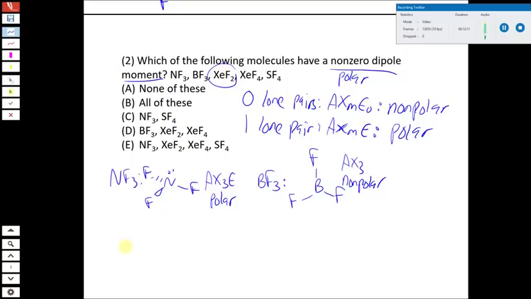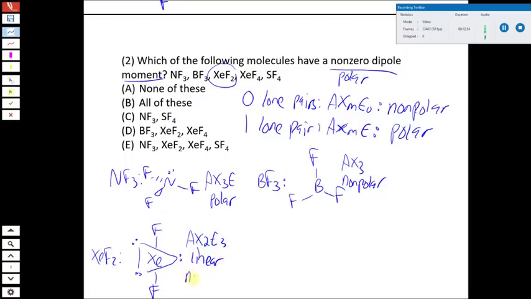And what we come up with for XeF2 is it's going to end up being AX3E2. So it's going to have 5 electron groups. And what we do in that situation, as we said, is for 5 electron groups, we put lone pairs on the triangle. We end up with the fluorines opposite each other. This is going to be AX2E3. It's linear, and because it's linear, it's going to be nonpolar.